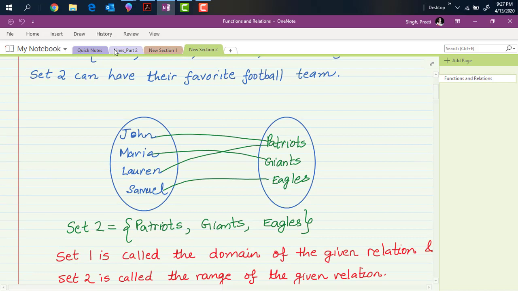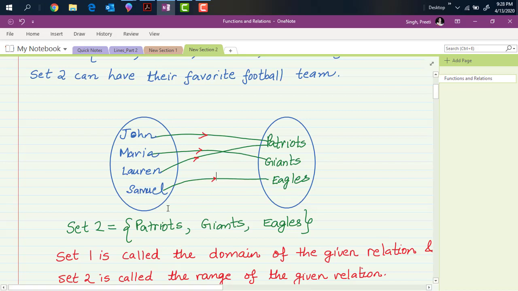If you look at the correspondence here, there is a correspondence between John and Patriots because that's his favorite football team. Maria likes Giants. Then Lauren also likes Patriots, and Samuel likes Eagles. So there is one set of people, and then the other set of their favorite football teams.